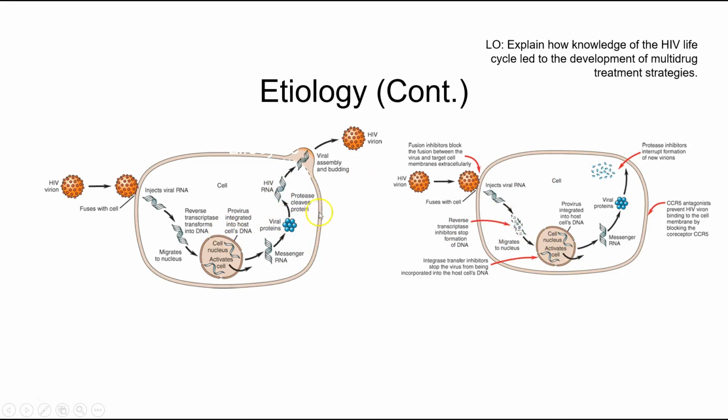We know that we're going to have to form this protein and do things to this protein to have that viral RNA created into a new HIV virion. So protease inhibitors are going to interrupt formation of new virions. So all of this life cycle, it's just targets for different HIV cocktail drugs.